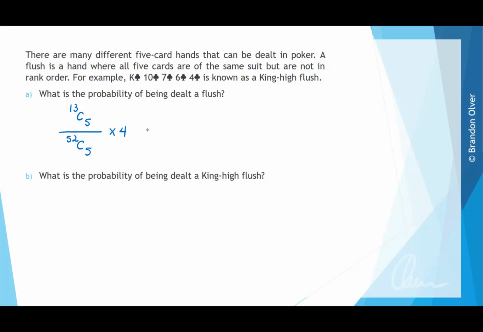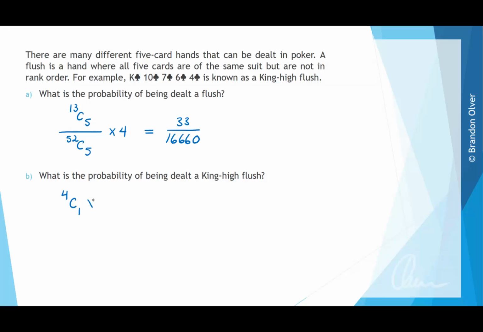So using a calculator we can evaluate that, and we find that it's equal to 33 divided by 16,660. For part B, we're asked what is the probability of being dealt a King High flush. So the first thing we need to do is look at the 4 kings in the deck of cards, and we need to select just one of those.